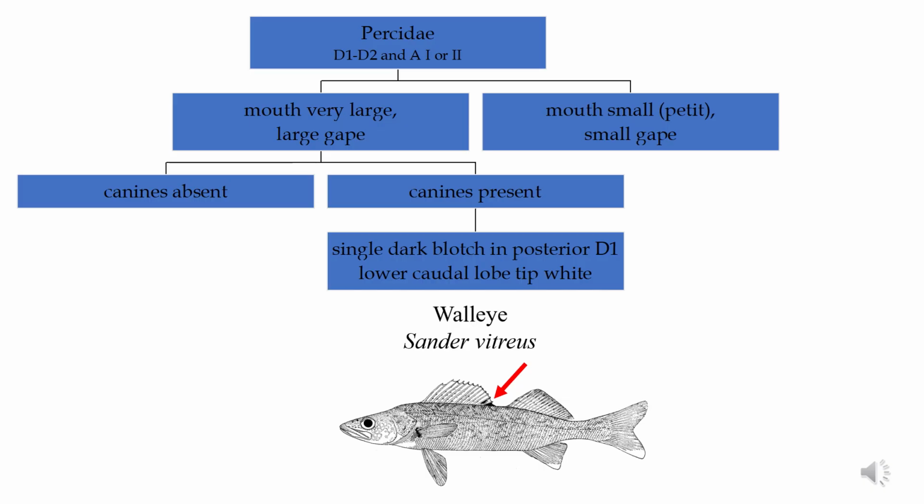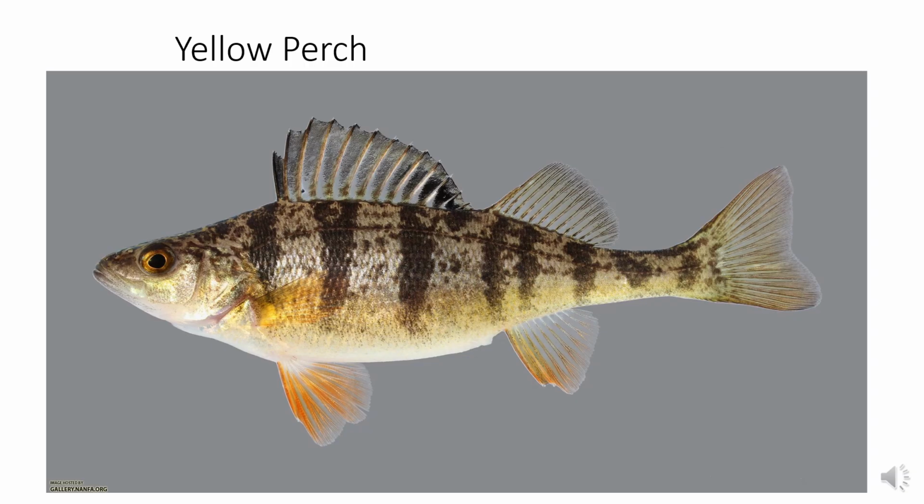Additionally, for identification, you'll have this single dark blotch in the posterior spiny dorsal fin. The last two rays, the membrane in there will be completely black. And also the lower lobe of the caudal fin, that lower tip of the caudal, will be white. The yellow perch is a very distinguished looking fish. It's very common, highly recognizable by many people.